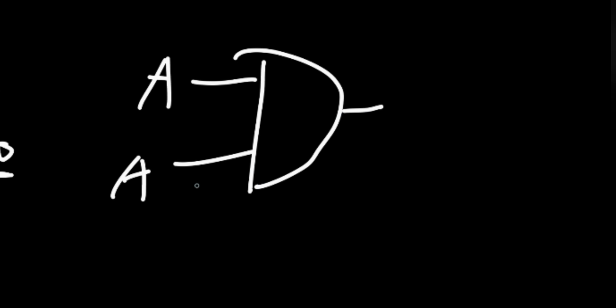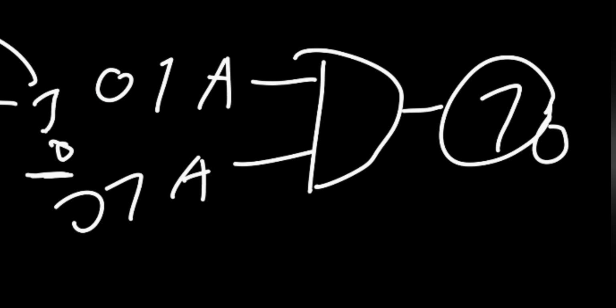Similarly, in an AND gate, if it was 1 and 1, it would give us 1. If it was 0, it would give us 0. So the answer is the same as the input. So A AND A will give us A. This is a very simple idempotent law.